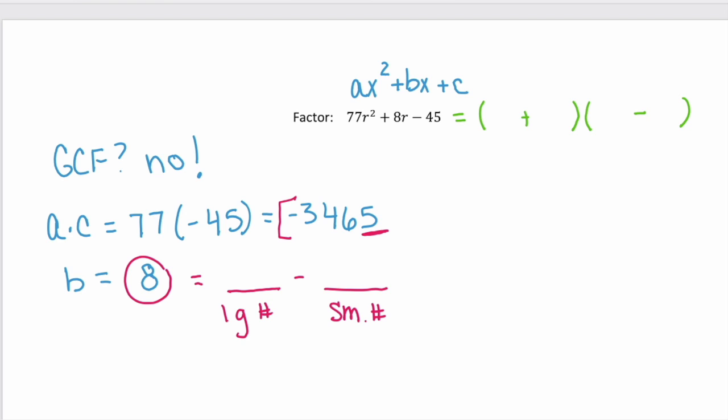So our possible values. Now remember that because it ends with a 5, it's going to be any factor that ends in a 5. So we could have 5 times something that gives us negative 3,465. Well, that would be 5 times 693. And when we add those, or do the large minus the small, that becomes 688, not the 8 that we need. So we know that we need to go much larger.